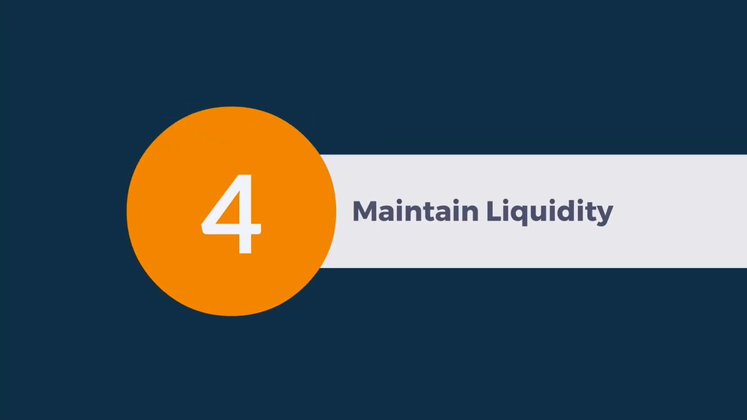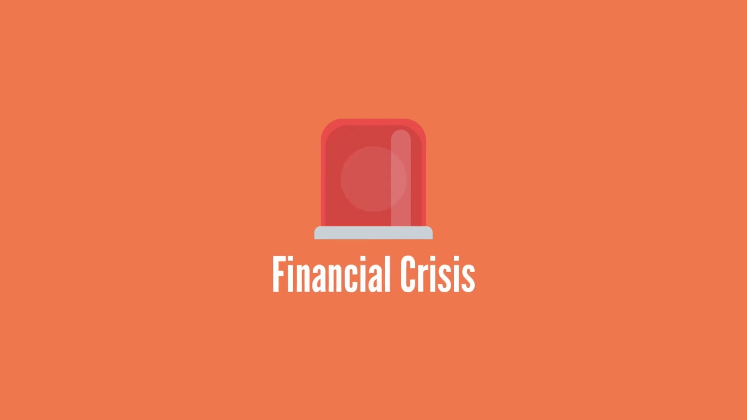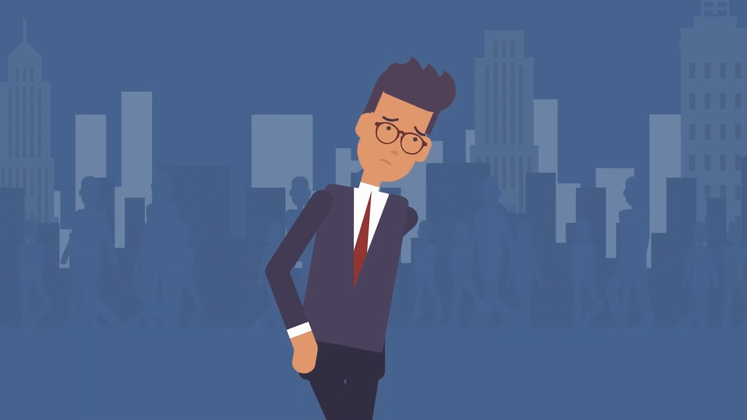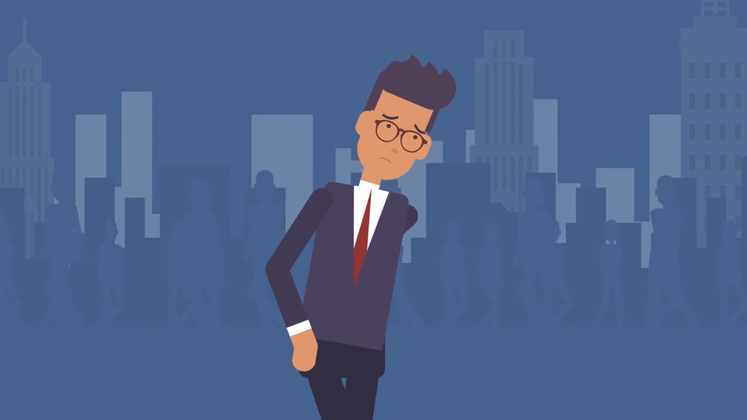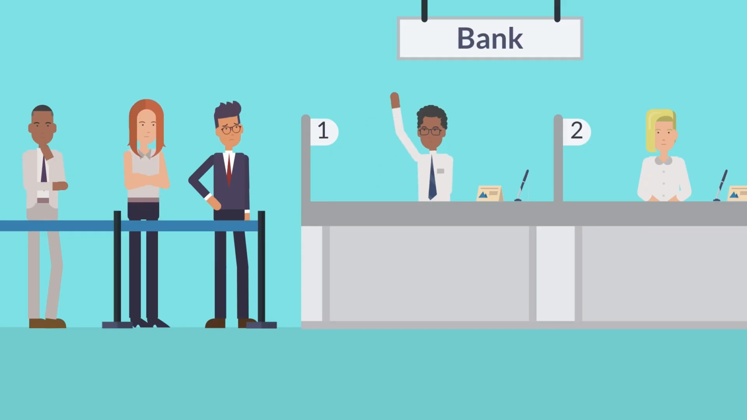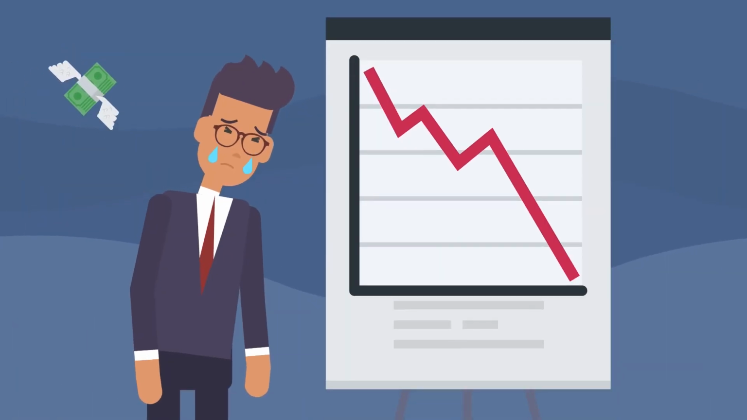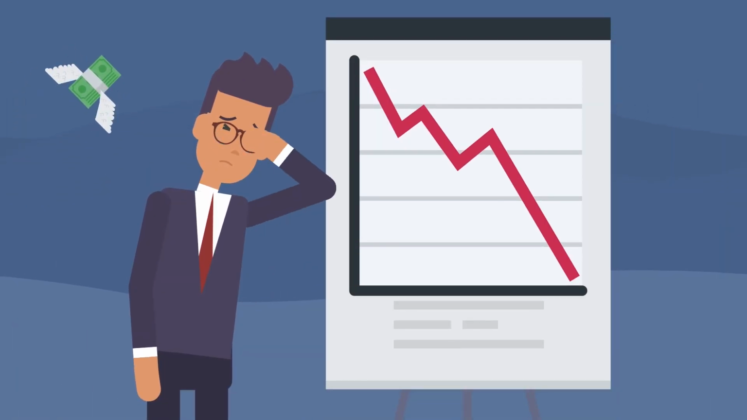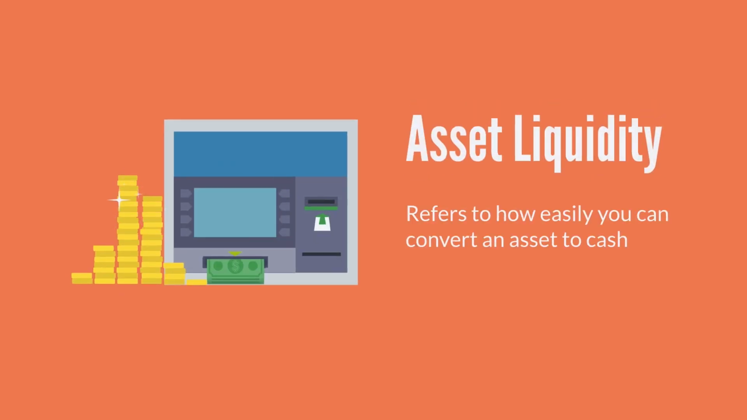Maintain liquidity. An unexpected financial crisis might occur at any time. Having not enough cash on hand during such cases might force you to withdraw some of your investments, regardless of how the markets are doing. If you pull out your assets during a down cycle, you might incur significant losses. Such risk can be mitigated by maintaining liquidity in your portfolio.